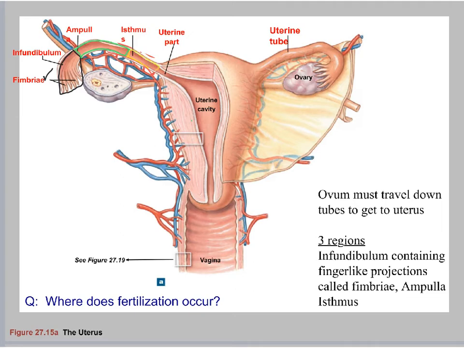Now, you're going to have to make sure that you use these terms properly, that there is an isthmus of the fallopian tube and there's an isthmus of the uterus. So be sure that you specify isthmus of uterus or isthmus of fallopian tube if you're asked.